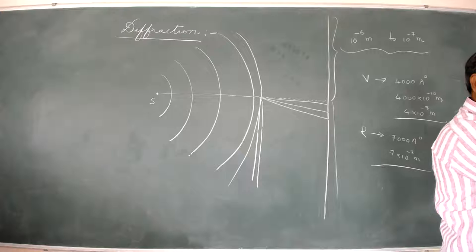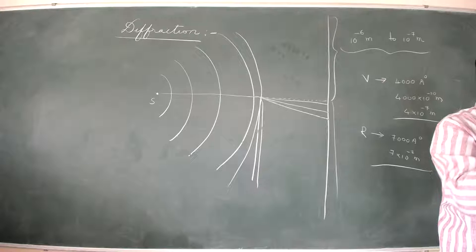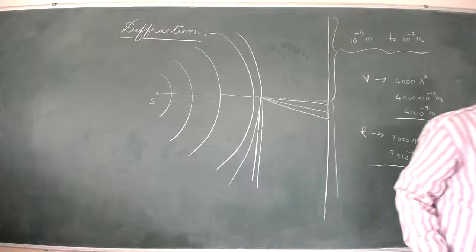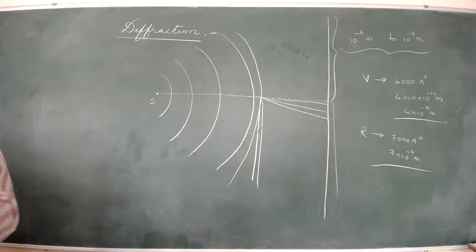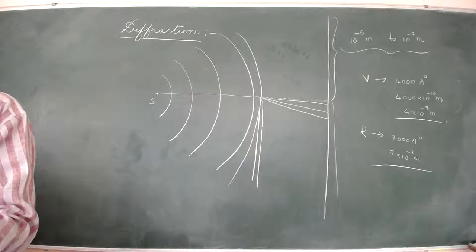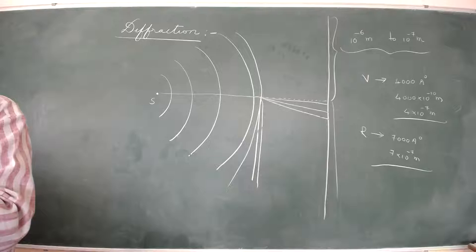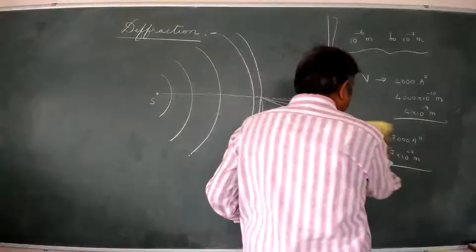So what about the bending the sound waves exhibit over the corner? That is known as diffraction of the sound wave. Diffraction is a phenomenon in which waves exhibit a kind of bending over sharp corners. That is called diffraction. Usually this diffraction is of two types.